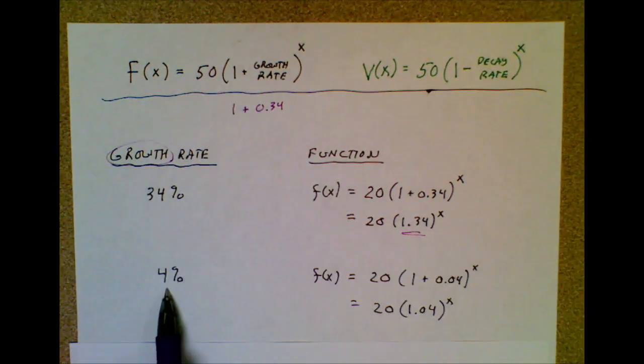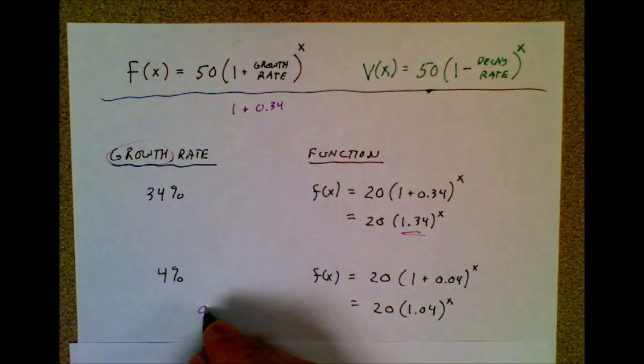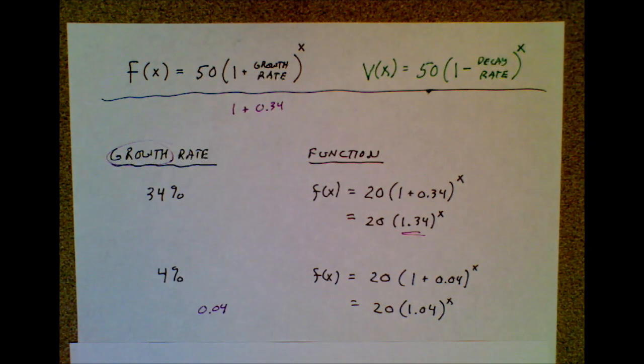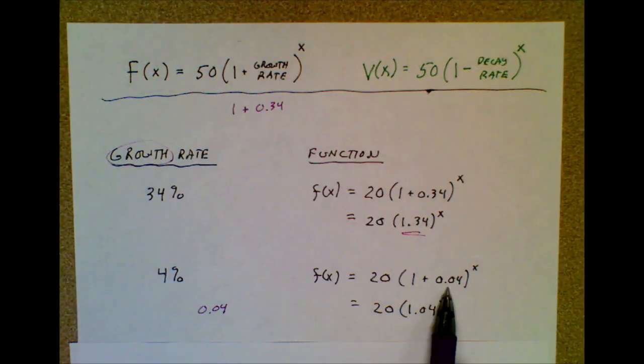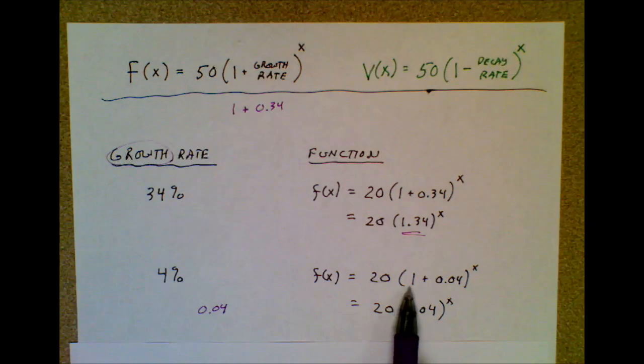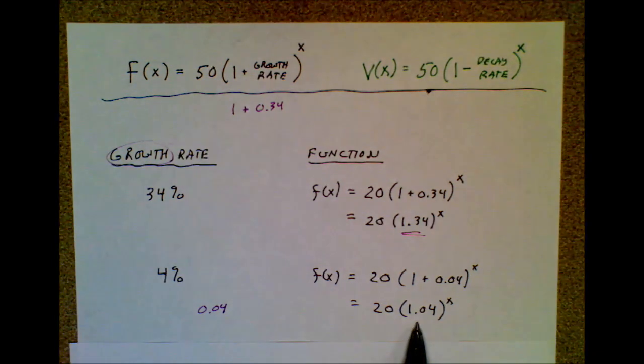So if I had a 4% growth rate, I would know that's a 0.04 as a decimal, and I could jump straight to 1.04. Or if I didn't like jumping straight to that, I could say what I really did is 1 plus my growth rate. 1 plus my growth rate is that. But now I look at this and I know I have my y-intercept, and I also have exponential growth of 4%.